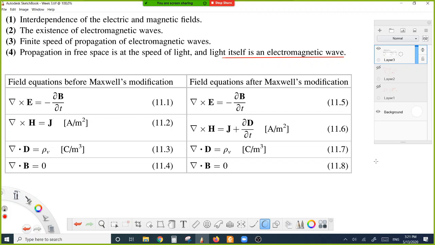If you pay attention, only one equation was changed. This is Ampere's law, and Maxwell added this term into Ampere's law. Let me draw it, maybe in green.